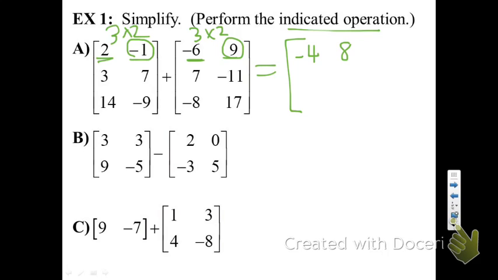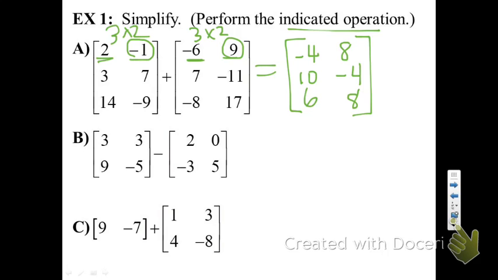We're going to go across and take that 3 plus the 7 in the middle row, and that will give us 10. And then 7 plus a negative 11 will give us negative 4. On the bottom row, 14 plus negative 8 is 6. And negative 9 plus 17 is 8. And there's your matrix. That's what those two give you when you add them together.